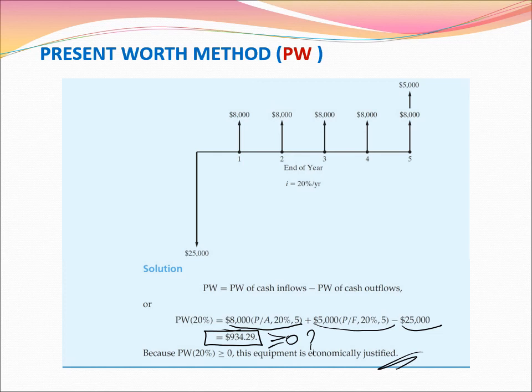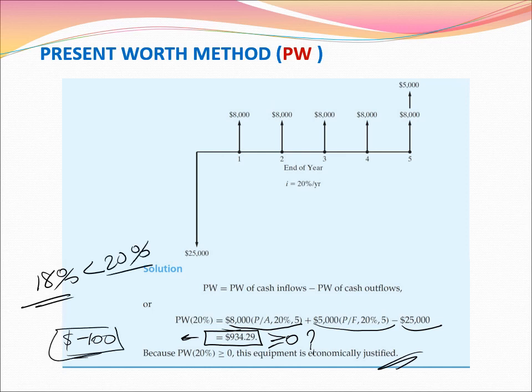Okay, so it's very important to understand this fact. If this value was, for example, minus $100, are you losing money? No, we cannot say if you are losing or not. But we can say that maybe you are earning 18%, which is less than your MARR of 20%. So if this number is negative, you may still be earning, but at a lower rate than your MARR.